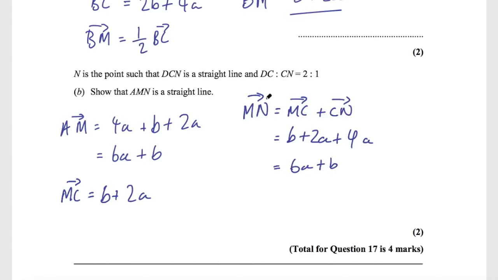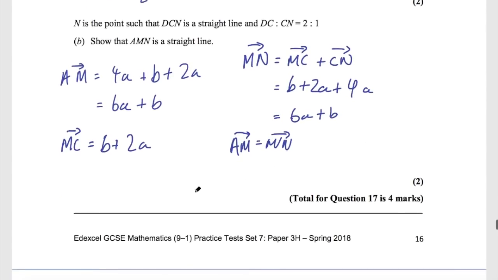And what do you notice about MN and AM? They're equal. So we can say AM equals MN. And if two vectors are equal, that means they have the same direction and they have the same length. If they have the same direction, they must be on a straight line. So we can say therefore AMN is a straight line.